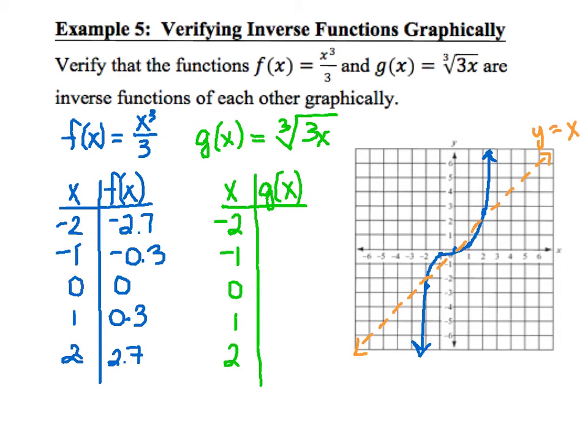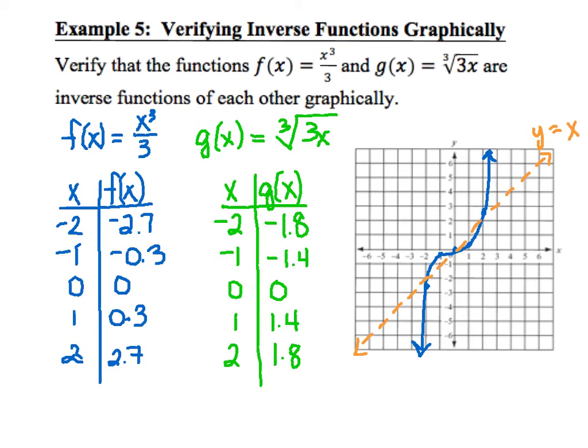When you plug in a -2, that's going to give you the third root of -6, which is -1.8. If you plug in a -1, you're going to find the third root of -3, which is -1.4. Plug in a 0, you're going to get a 0. So we know those points are the same. And actually you can tell right now whether your points are or are not the same. Go ahead and plug in a 1, and that's going to give you a positive 1.4. And plug in 2, and you're going to get 1.8.